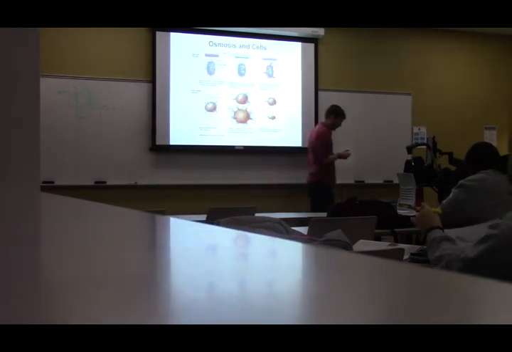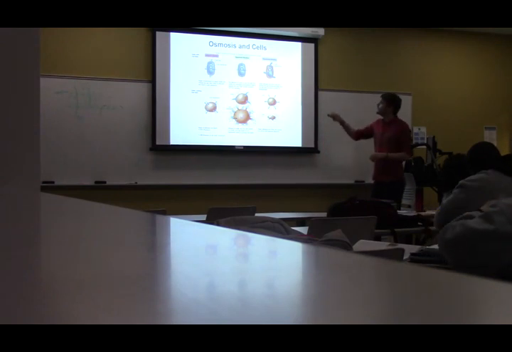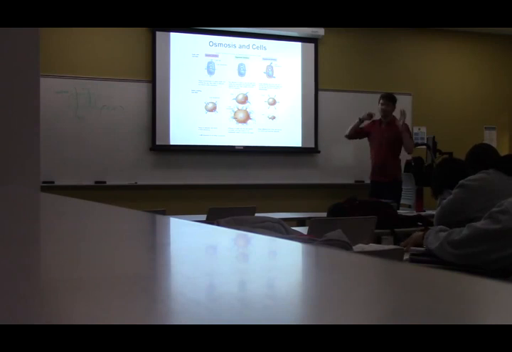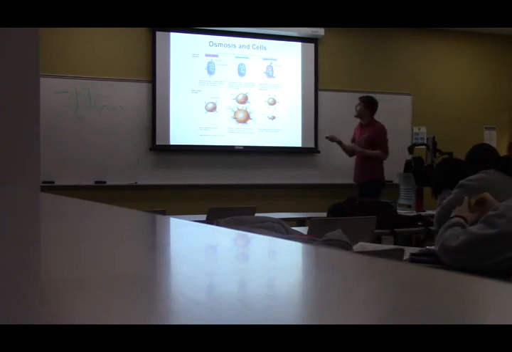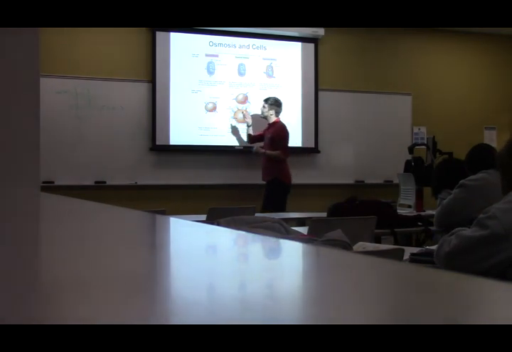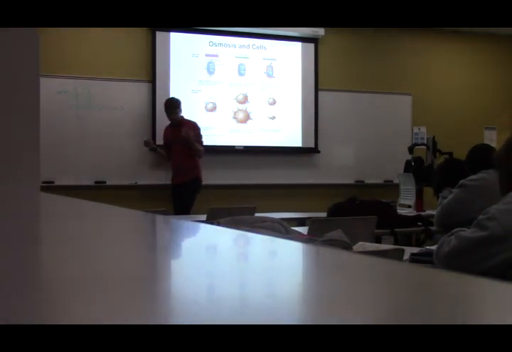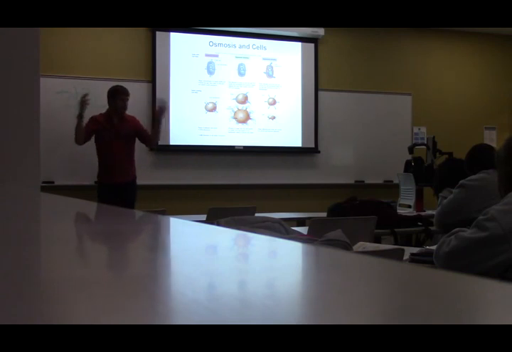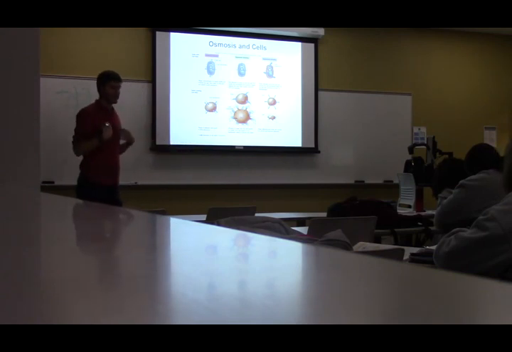So here's just a cartoon diagram of what this looks like. So isotonic, same amount of salt on either side, the cell membrane, water goes in and out freely, cell's happy. An example of an isotonic solution in nature is the ocean. The ocean has the same amount of salt in it as most organisms, okay, including us.